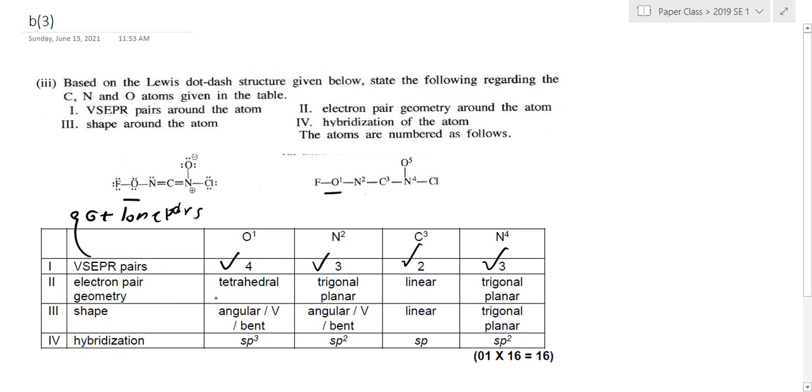As I said before, 4 VSEPR pairs and 2 sigma, it means angular. This is 3 VSEPR pairs and 2 sigma, it means again angular. You have to memorize that. This is only 2 VSEPR, it means linear. Likewise, you have to go through the resource book and memorize these things. It is in a small table, look at it well.